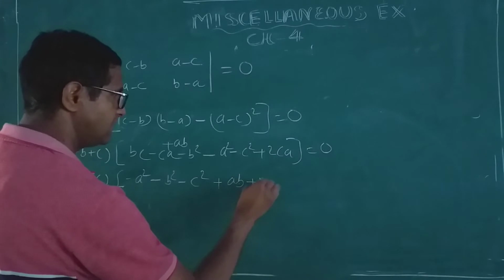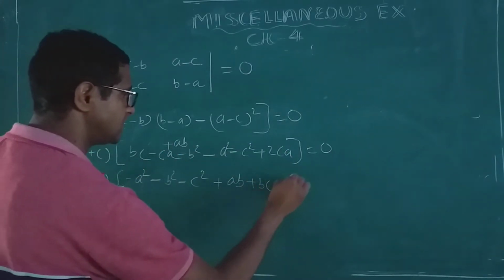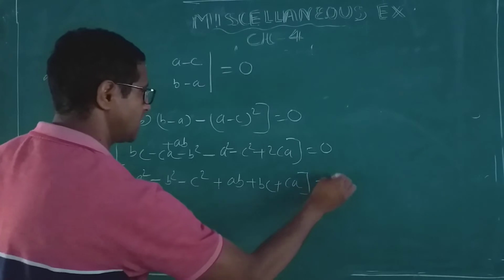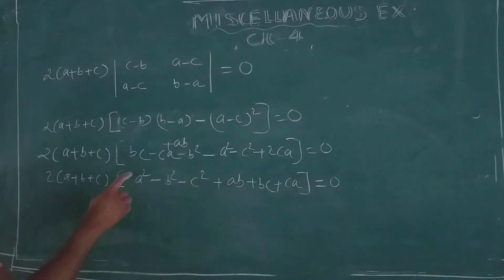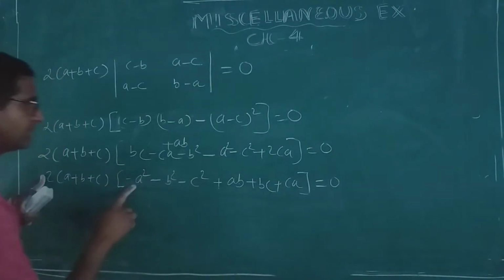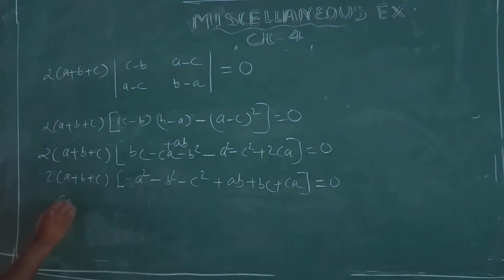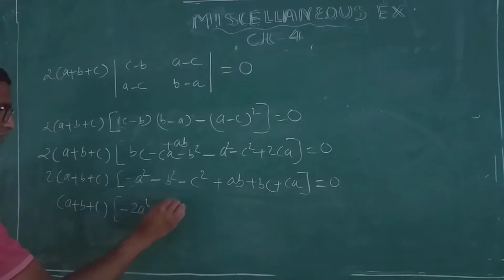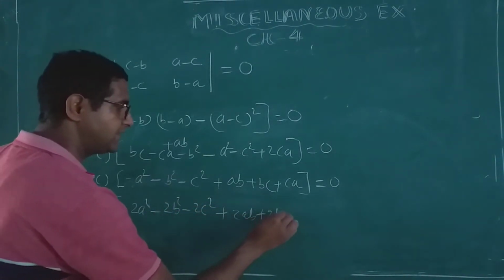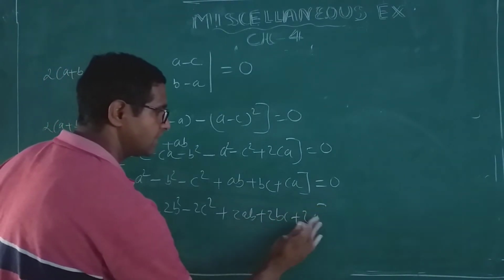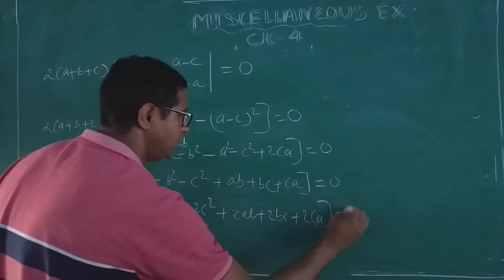plus BC, 2CA minus CA plus CA, equal to 0. Okay. You may further rearrange it. You can multiply the terms which are inside the bracket by 2. (A + B + C) equal to minus twice A square, twice B square, twice C square, twice AB, twice BC, twice CA equal to 0.